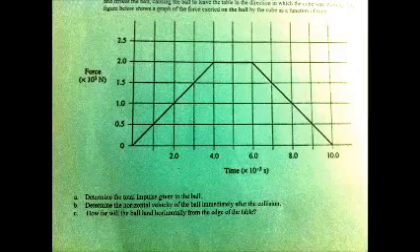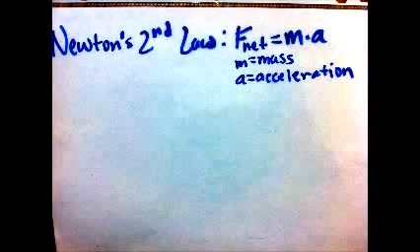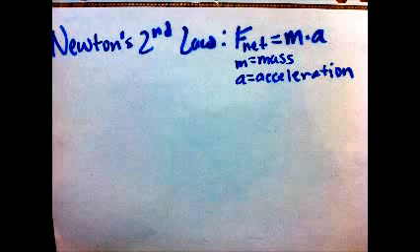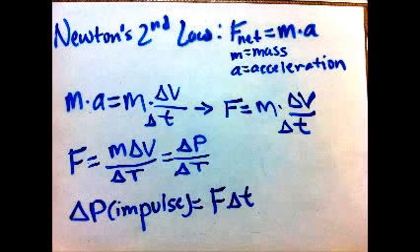Well, first we gotta talk a little more about impulse. Newton's second law states that net force equals mass times acceleration, m times a. So m is mass and a is acceleration. So mass times acceleration is equal to mass times the change in velocity over change in time, which is acceleration. So the force is equal to m delta v over delta t.